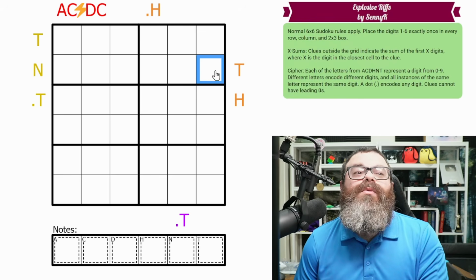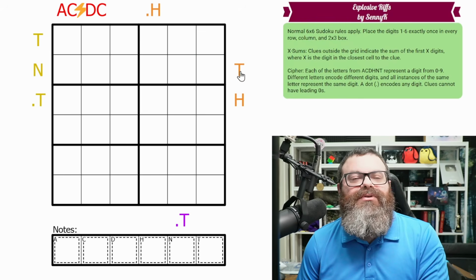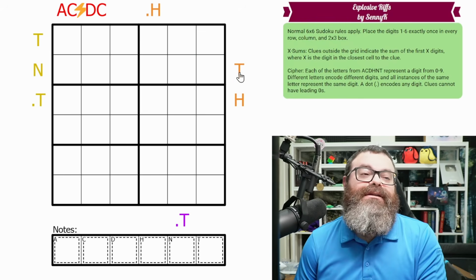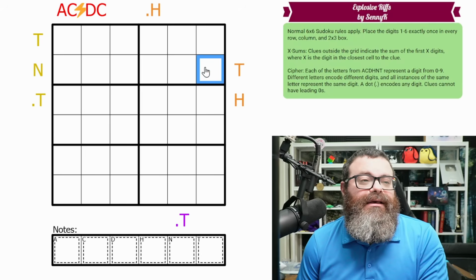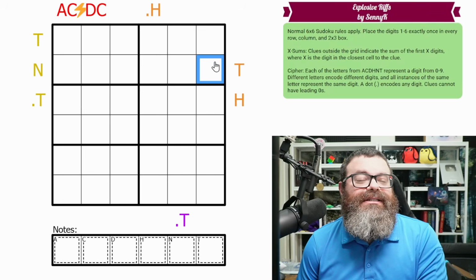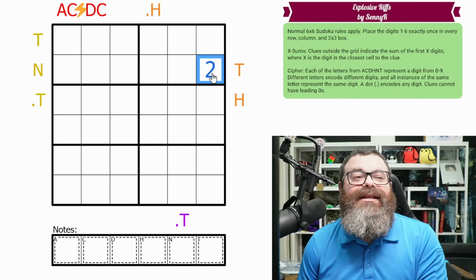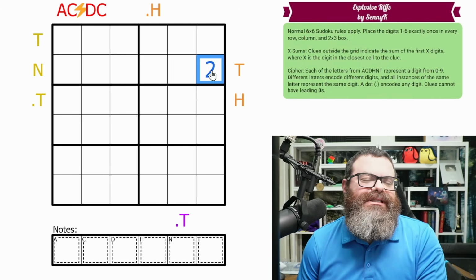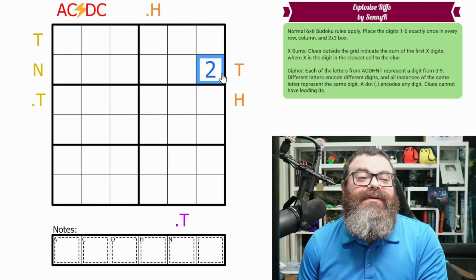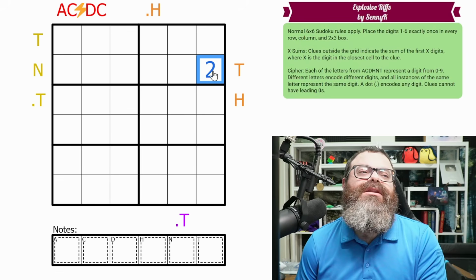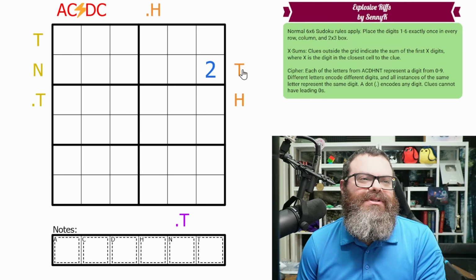All right. And so how does an X-sum clue work? Well, let's just pretend T was 7. If T was 7, then that means that whatever this digit is, say it was a 2, then that digit encodes, actually 7's a really bad example. Let's do 8. So if T was 8, then whatever this digit is, that's the number of cells used in the sum starting from here.